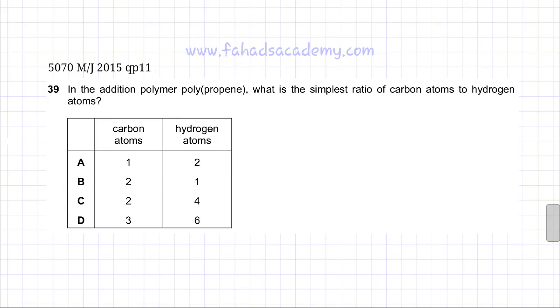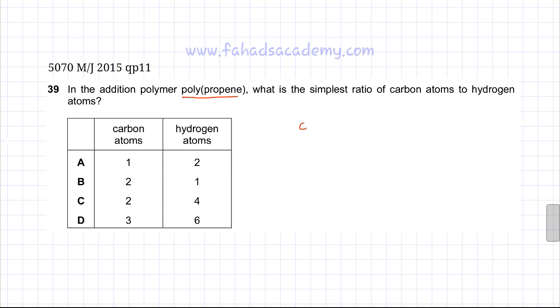The following question asks: in the addition polymer polypropene, what is the simplest ratio of carbon atoms to hydrogen atoms? So he's talking about polypropene, which is an addition polymer. Now polypropene, and let's look at propene first.